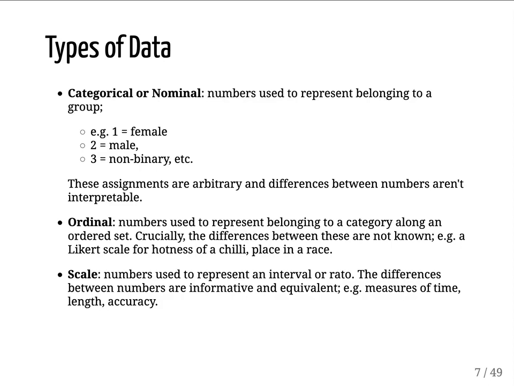Now, finally, what we get and what we typically tend to try to model when we do experiments is scale type data. So these are where numbers are used to represent an interval or a ratio. So essentially what this means is that the differences between numbers is both informative and equivalent. So you could get a measure of, say, time here. So let's say I'm measuring people's race time. That would mean that maybe every second faster by each person means the same thing regardless of whether they finish first or last. A second is a standard unit of measurement here.